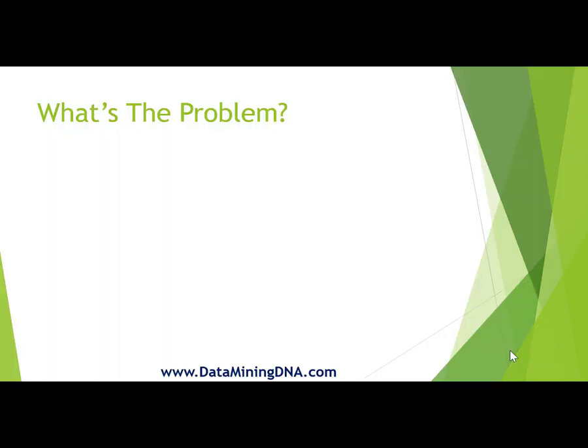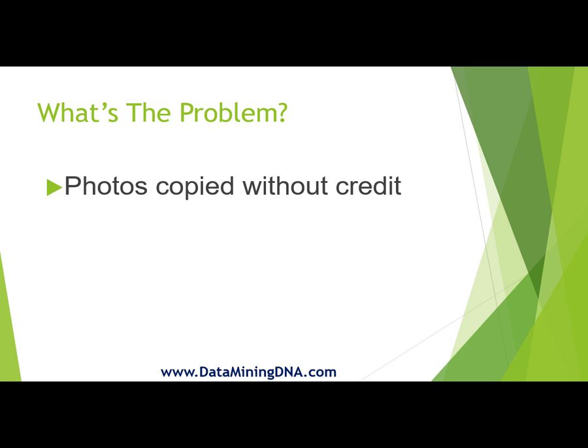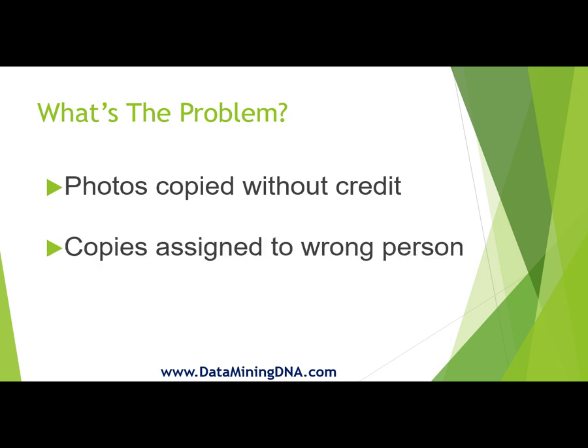So, what's the problem? Well, if you've been uploading photos to your public family tree, you may spot your photos in other people's trees. And those photos may have been copied from your tree without giving any credit or attribution back to you and your family tree. And on another level, the copy may be assigned by mistake to the wrong person, to an unconnected person in somebody else's family tree. I want to point out that both of these are almost always completely innocent mistakes.